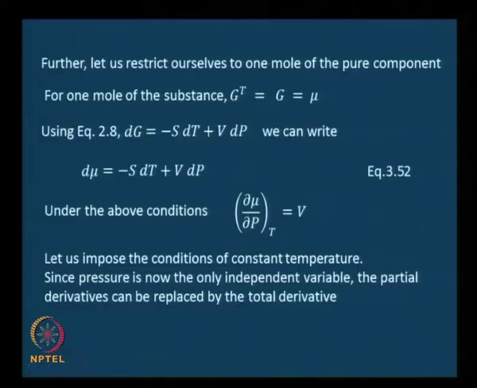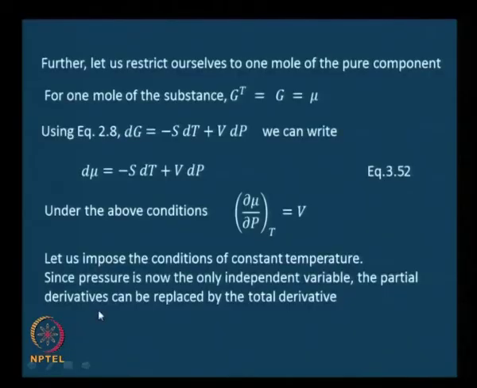If you have a single variable system, you do not have to look at partial derivatives anymore. They all become total derivatives, because the variation is only with respect to one variable, and therefore, the partial derivatives can be replaced by the total derivative. Therefore, we can write d mu dp equals v, and therefore, d mu equals v dp. Equation 353.